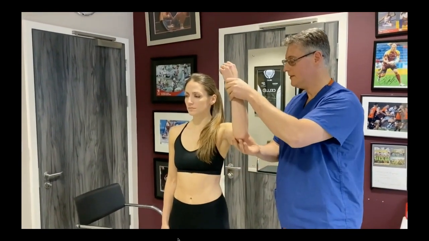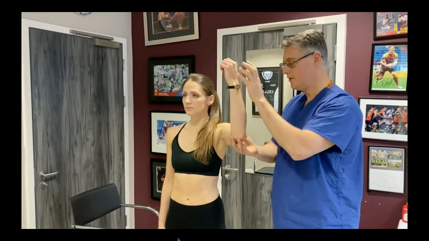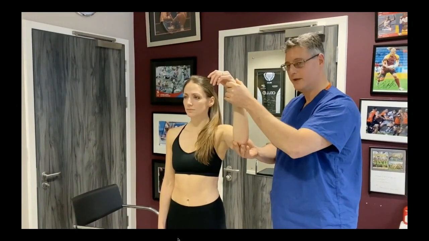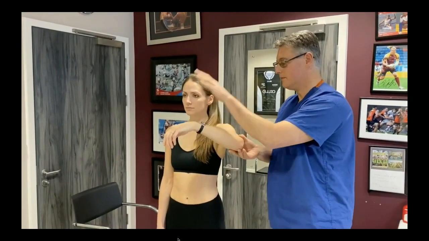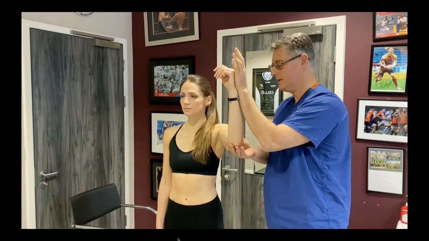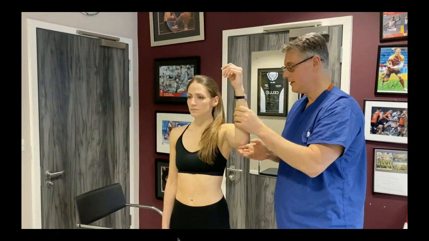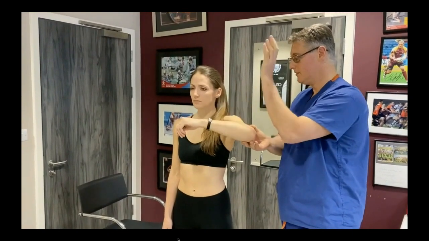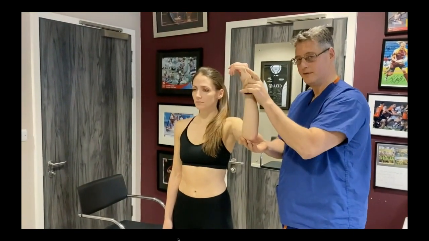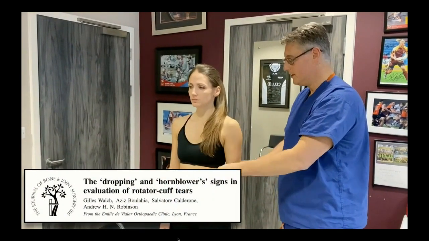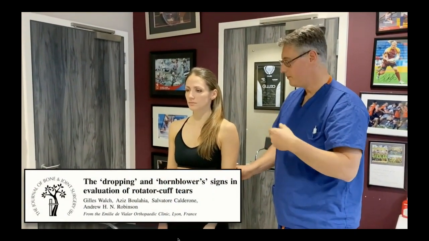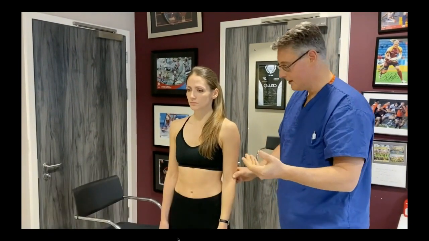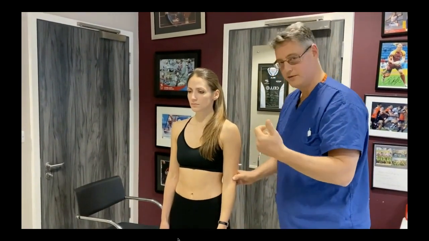Then going into abduction, if they can't hold it there, then they might drop, which is a hornblower's sign. Or you ask them to come from here to this position up here. And if they can do that, there's less posterior inferior cuff involvement. And if they can't do that, then there probably is posterior inferior cuff involvement, which correlates with a probable irreparable rotator cuff tear.